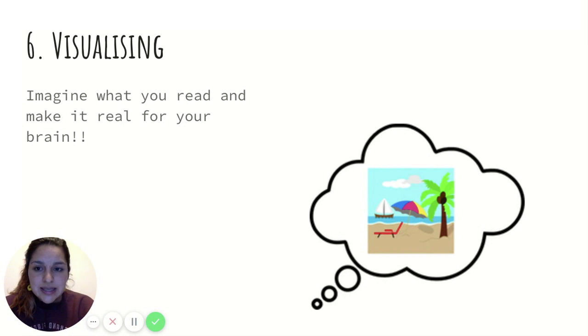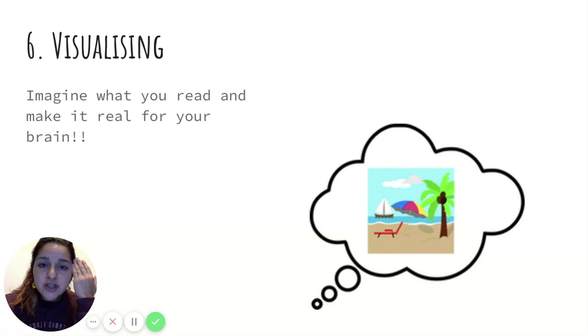And finally, we have visualizing. Visualizing is imagining in your head what you're reading in this case. Of course, we can use visualizing with listening as well. Yes, basically, it's when I can have a picture in my mind of what is happening.